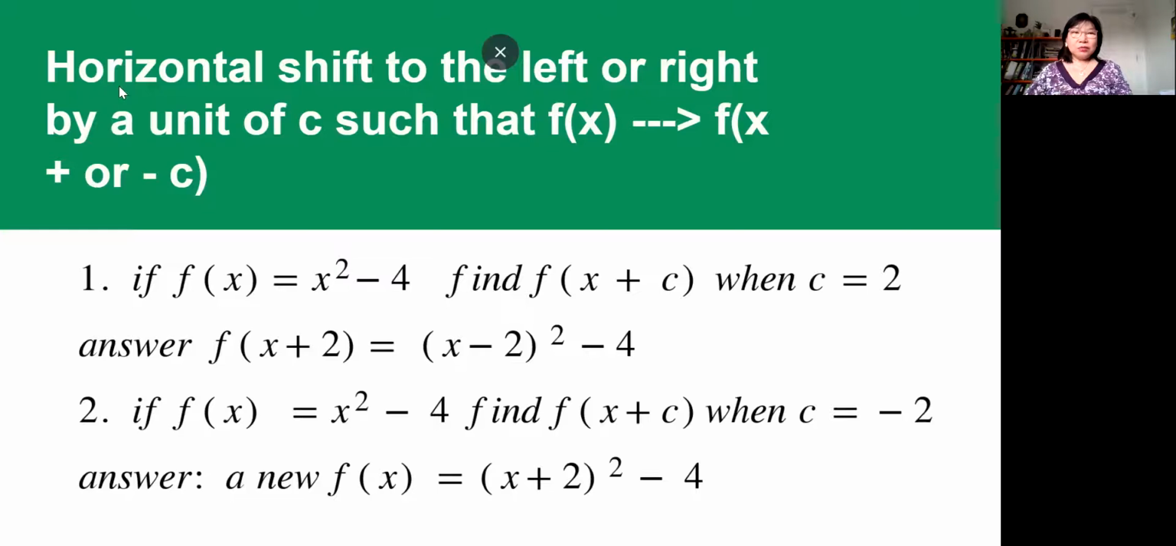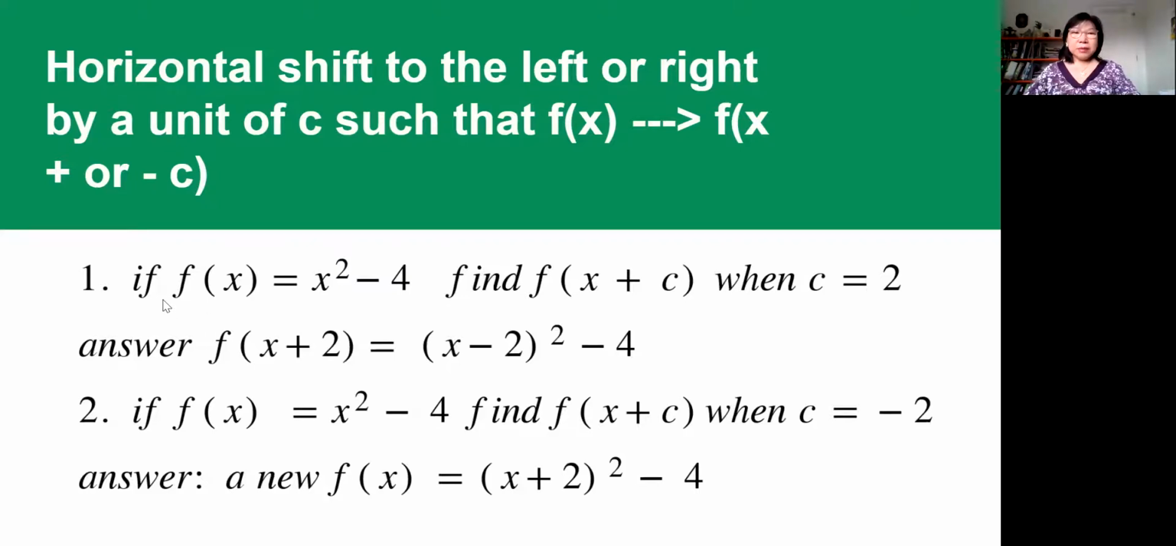The next transformation is the horizontal shift to the left or right. When we're talking about vertical, we're talking about moving the function up or down. When we're talking about horizontal shift, we're talking about moving the function to the left side or to the right side. So the whole function will not be changed, it will be the same shape. All you do is move it along the axis to the left or to the right.